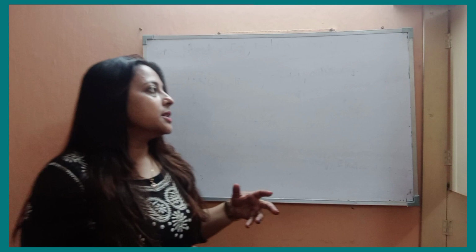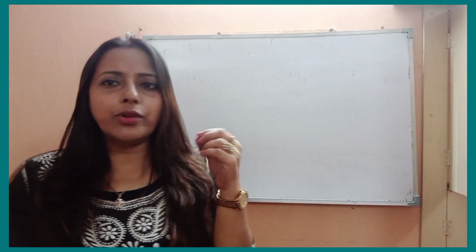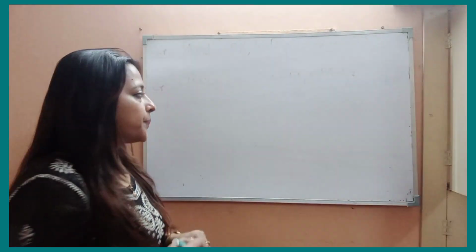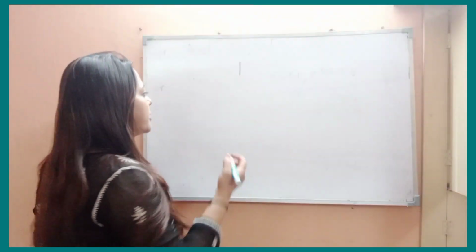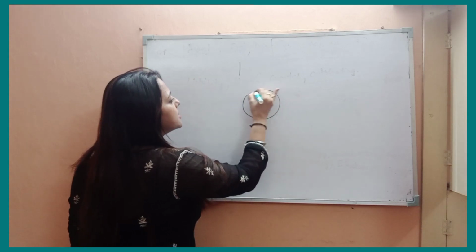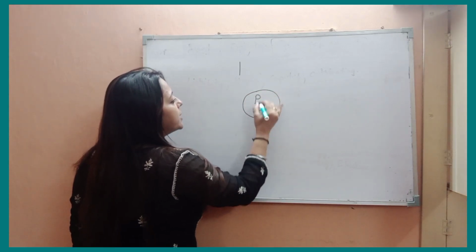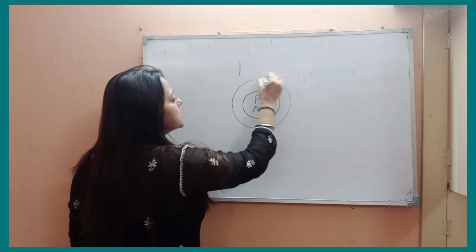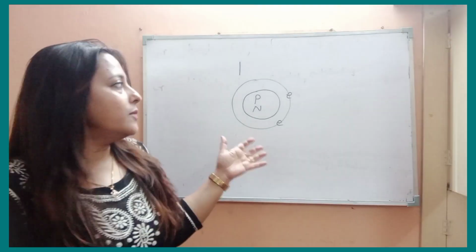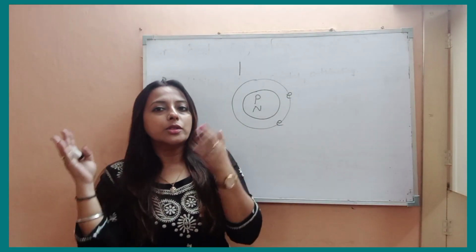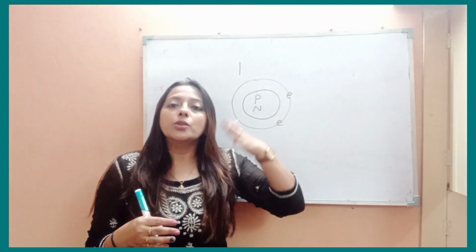Before starting valency, let me give a small introduction regarding atoms. Atoms are made up of some subatomic particles like protons, neutrons and electrons. How are they arranged? Protons are present in the nucleus, neutrons are also present in the nucleus, and electrons are revolving around the nucleus. We always relate the atomic structure to the structure of the solar system. So, what is valency?